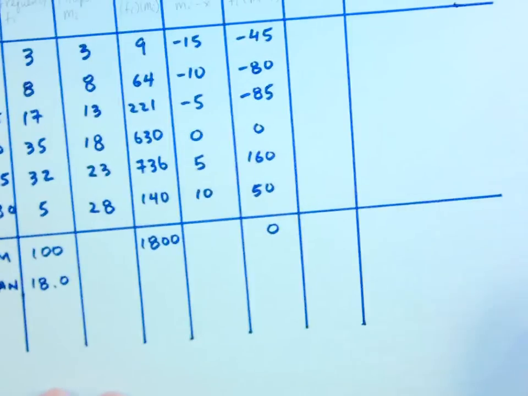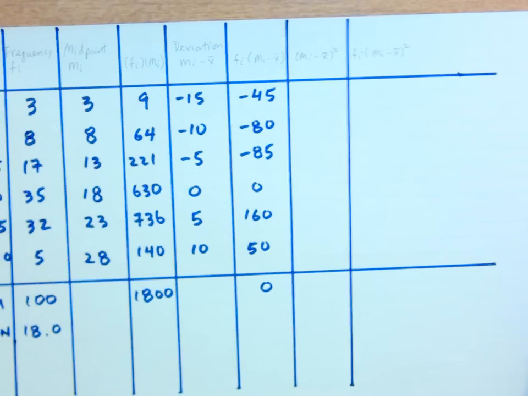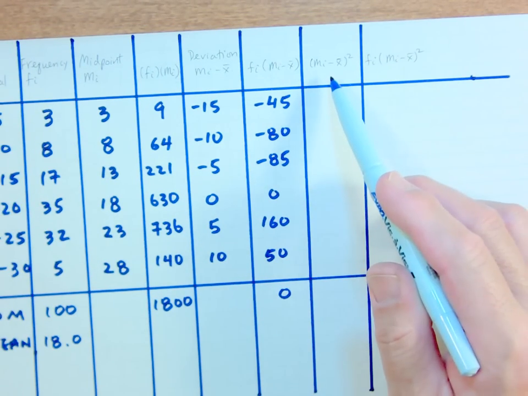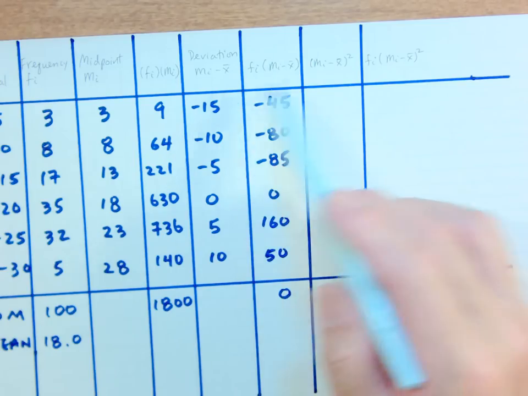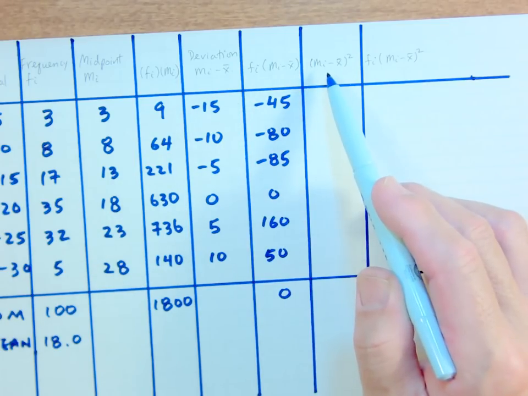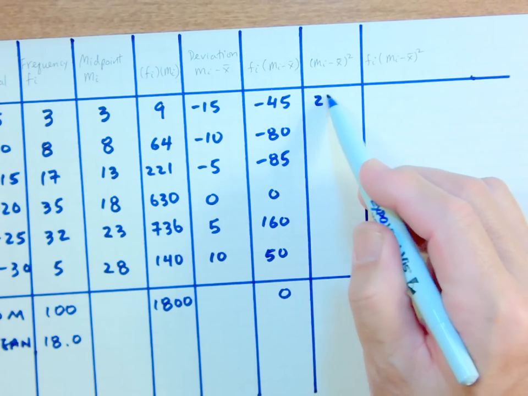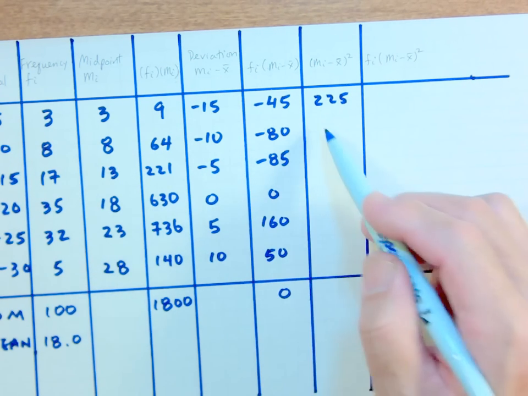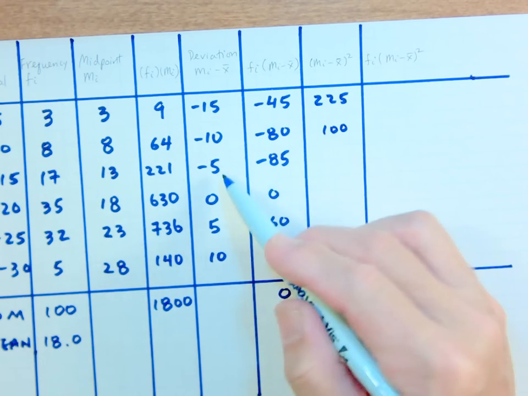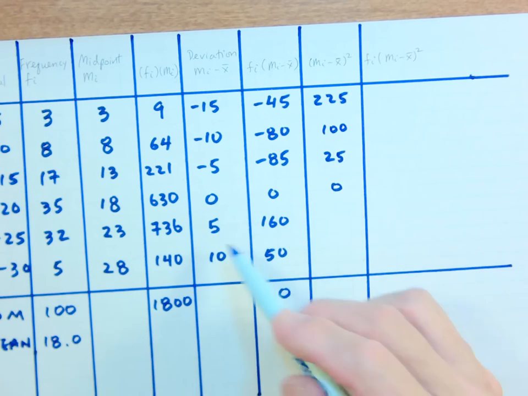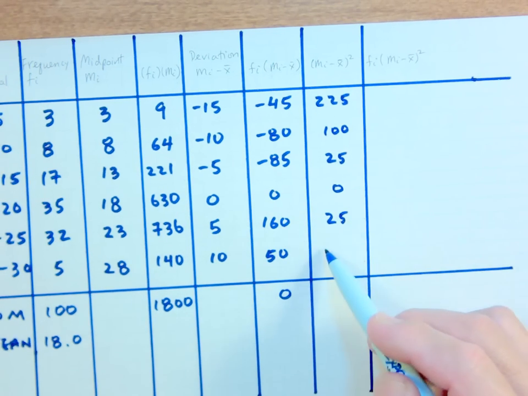Now two more columns. The next column is where I take my individual deviation and square it. 15 squared is 225. 10 squared is 100. 5 squared is 25, 0 squared is 0, 25, and 100. Again, numbers are coming out relatively clean.